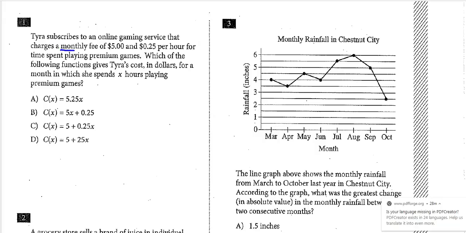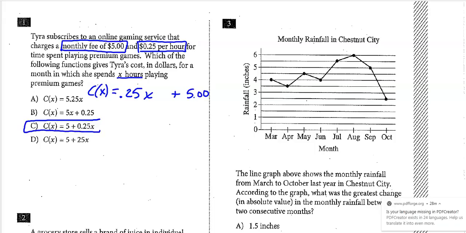So the monthly fee does not matter how many games she plays. So that's kind of the constant. That's the standalone price. Play 0 games, play 1,000 games, it's $5. The 25 cents per hour means 25 cents times every hour. Hours are x. So this is going to be the cost here, and this is just function notation. So which one of these matches this? Looks like they have it a little bit backwards. The correct answer there would be C.